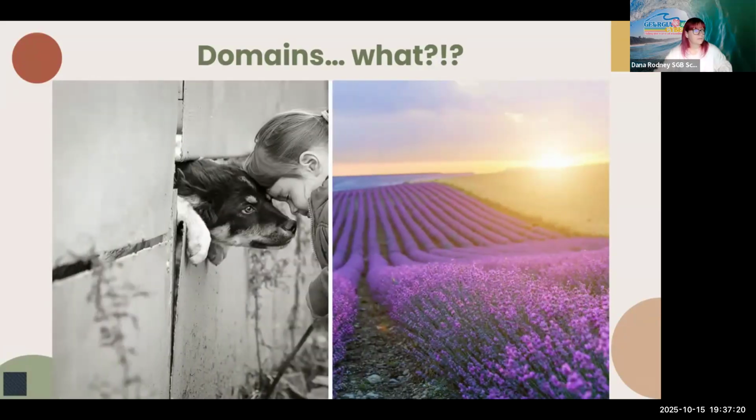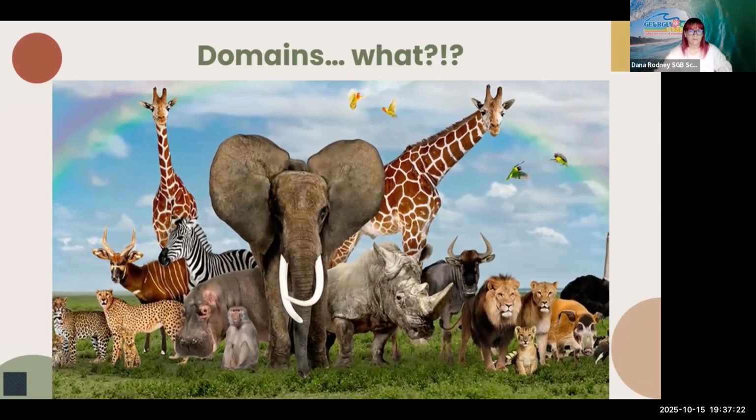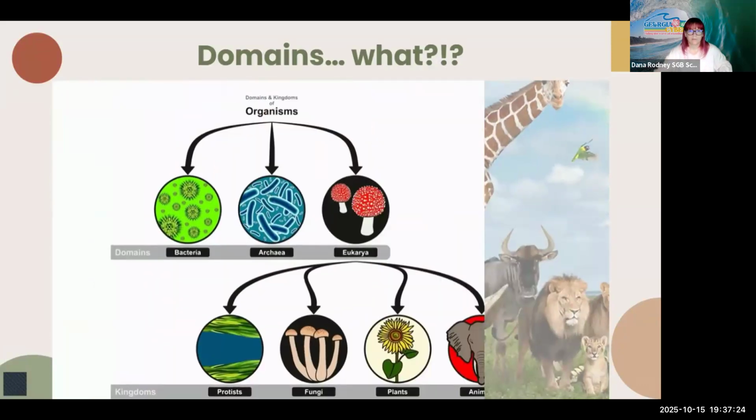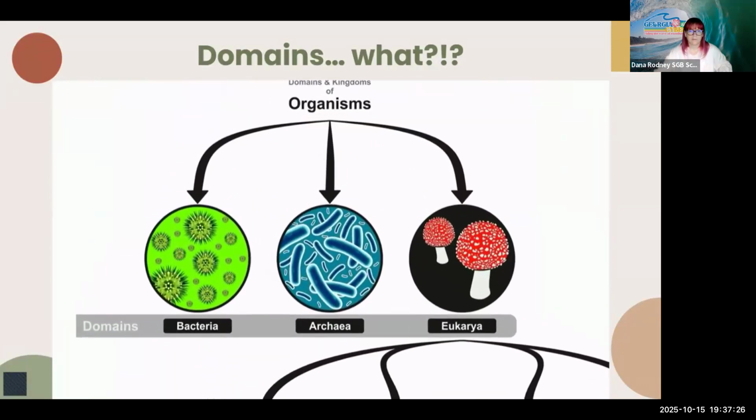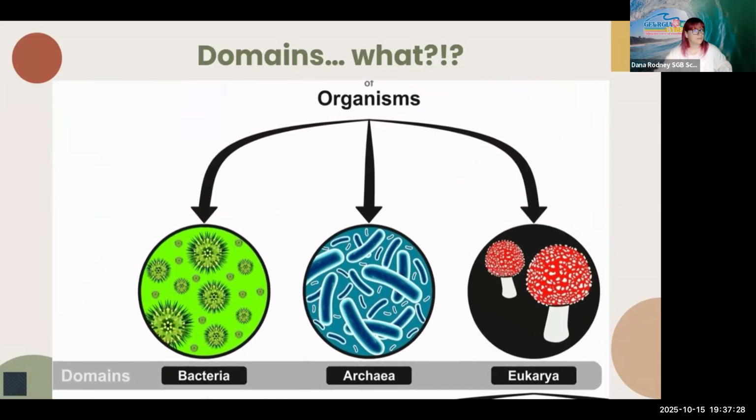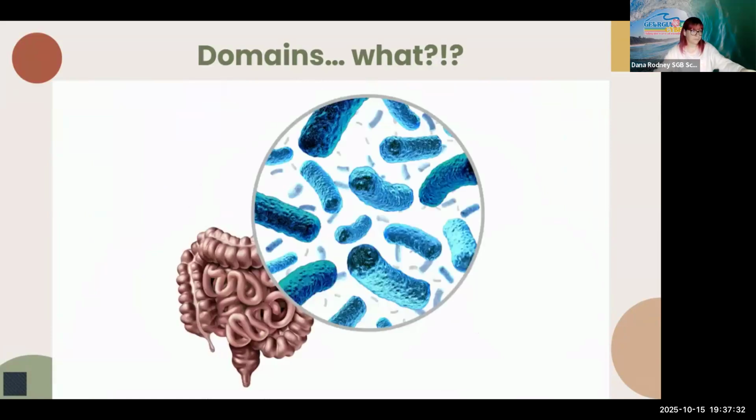However, all living things found on Earth can be divided into three large domains based on their characteristics. The three domains are bacteria, archaea, and eukarya. Let's take a look at some of the characteristics of each of these three domains.